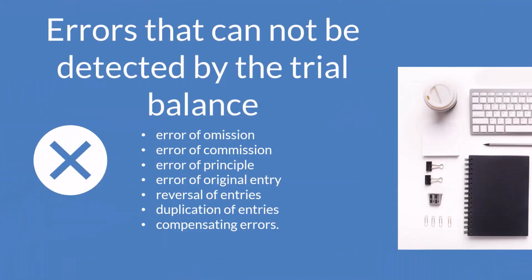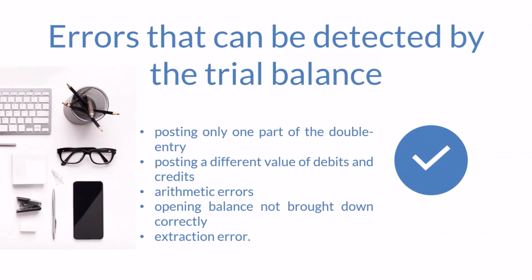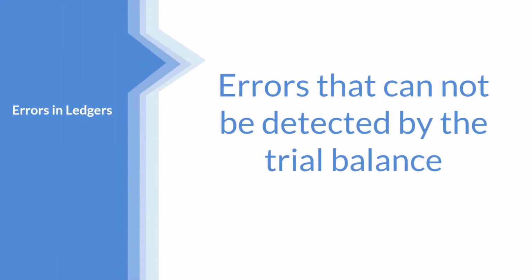So there are two types of errors that you come across in the accounting system. There are errors that cannot be detected by the trial balance, and these include the error of omission, error of commission, error of principal, error of original entry, reversal of entries, duplication of entries, and compensating errors. There are also errors that can be detected by the trial balance, such as posting only one part of a double entry, posting a different value of debits and credits, arithmetic errors, opening balances that haven't been brought down properly, and extraction errors. Let's talk about errors that cannot be detected by the trial balance.